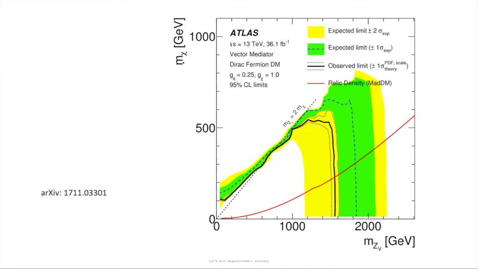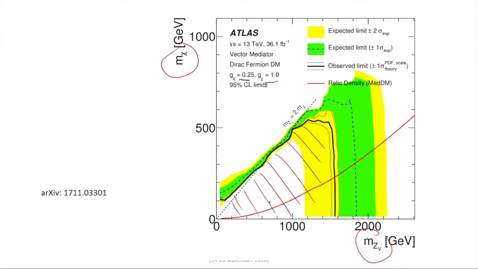We have the four degrees of freedom again, right? We have all four parameters, and M_chi and M_Z' are what they choose to plot. They have to fix the other two, so they choose g_Q to be a quarter and g_chi to be one. And then they have this plot. Anything inside this has been excluded.